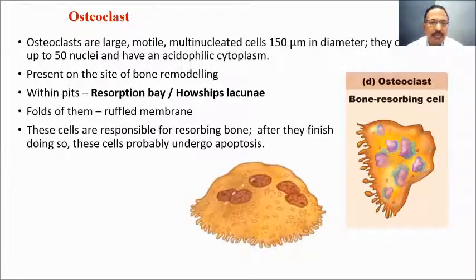They are present usually in a small space called resorption bay or Howship's lacunae. And towards the bony side, there will be an irregular margin for that cell, which is called the ruffled border. And this area will have a very high amount of enzymes and acids. Once these cells complete their function, they may undergo apoptosis.